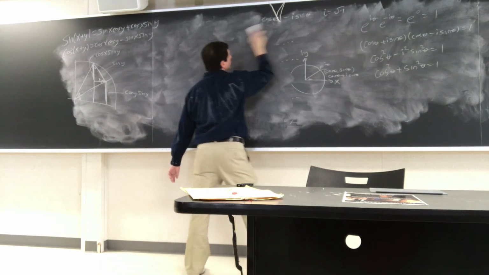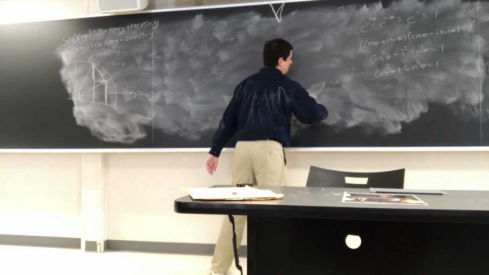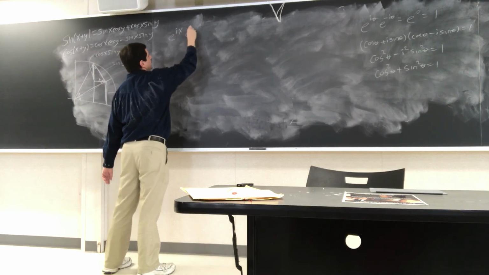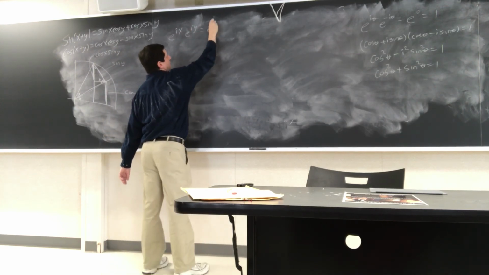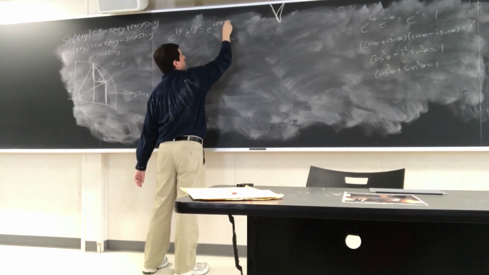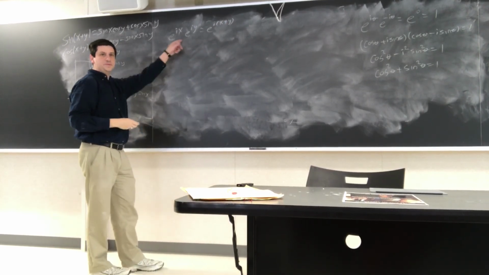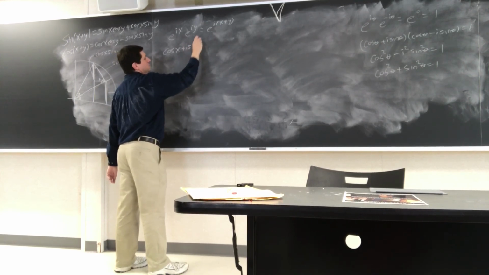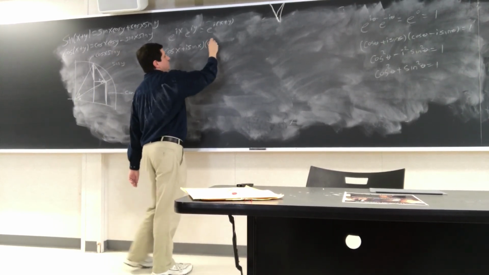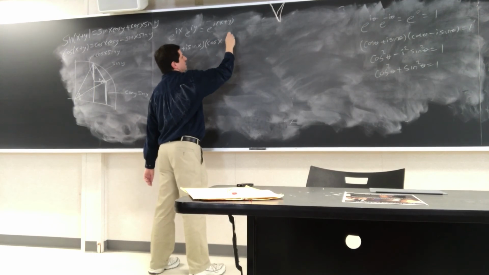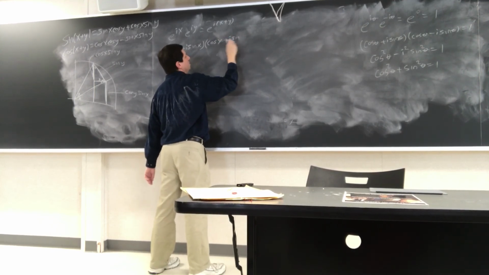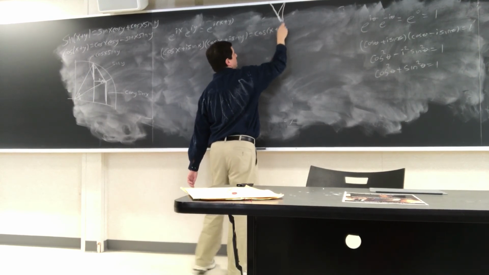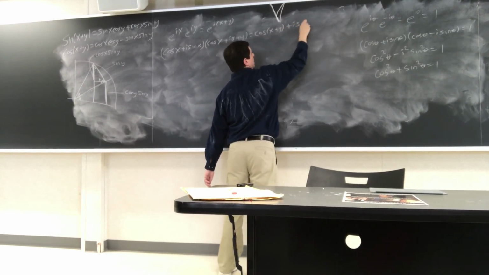So now what I'm going to do is look at e to the ix times e to the iy, which is e to the i times x plus y. So what does this become? This becomes cosine x plus i sine x times cosine y plus i sine y, which is cosine of x plus y plus i sine of x plus y.